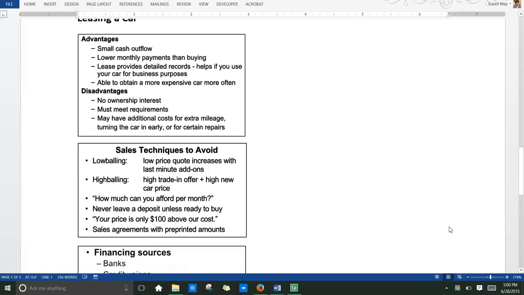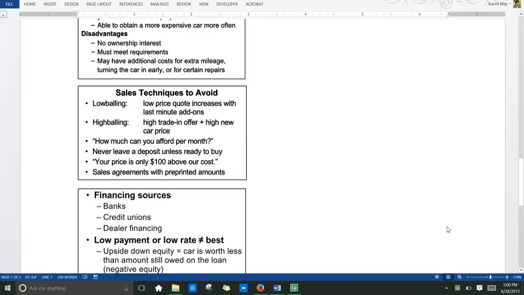Some of the sales techniques to avoid. Lowballing: a low price quote that increases with last-minute add-ons. You want to be careful of that when you get into the dealership or wherever you're purchasing your car. Highballing: a high trade-in offer plus a high new car price. How much can you afford per month? Never leave a deposit unless you're ready to buy. Your price is only $100 above our cost. Avoid that statement.